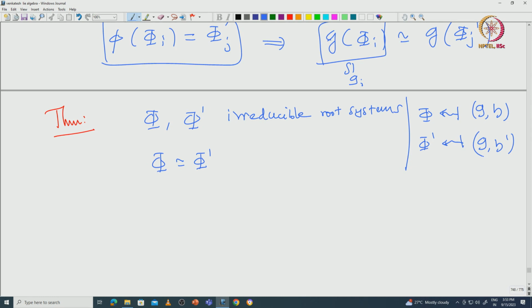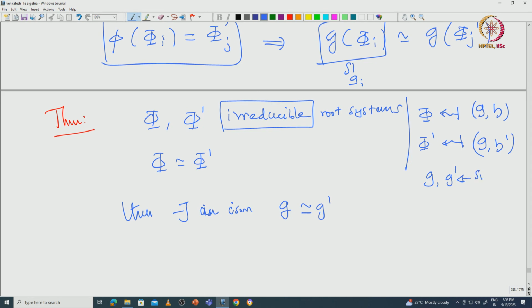So, all these are given. Okay. So, then what we want to prove? Then we want to prove that there exists an isomorphism from G to G dash. So, note that since phi and phi dash are irreducible, that immediately implies G, G dash both are simple Lie algebras, simple Lie algebra. So, this is what we need to prove.